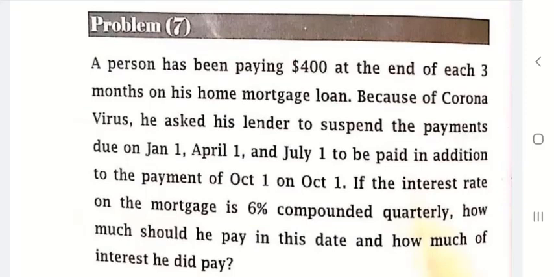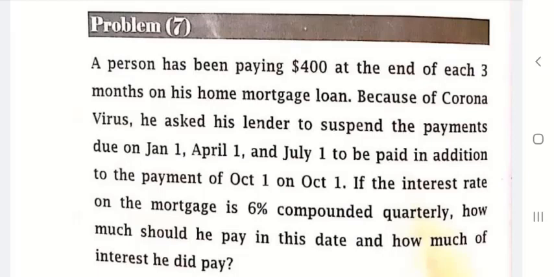Problem number 7. A person has been paying $400 at the end of each 3 months on his home mortgage loan. Because of coronavirus, he asked his lender to suspend the payments due on January 1, April 1, and July 1 to be paid in addition to the payment of October 1 on October 1. If the interest rate on the mortgage is 6% compounded quarterly, how much should he pay on this date, and how much of the interest did he pay?